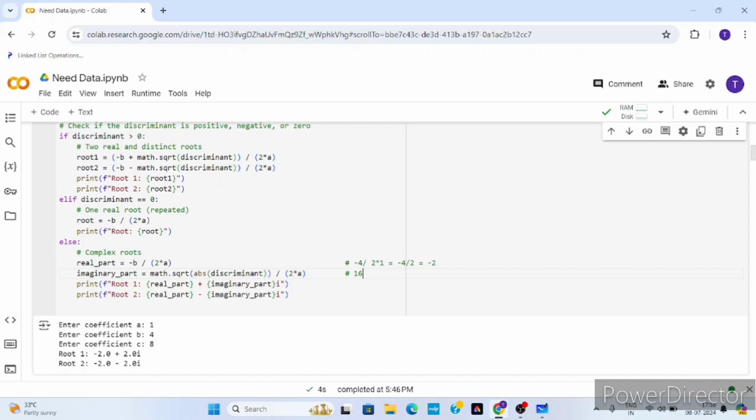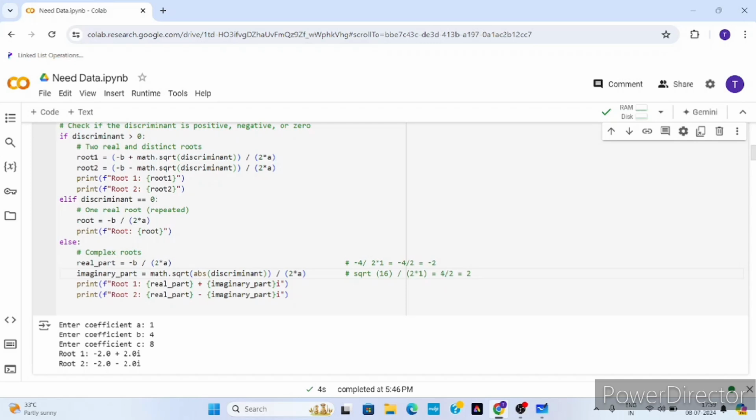Okay. So square root. Let's type square root. The square root of 16 is 4. And we divide by 2 into A. So what will be our value? Square root of 16 will be 4. 4 divided by 2 into 1, which is 2. So the value will be 2. The real part will be minus 2. The imaginary part will be plus 2.